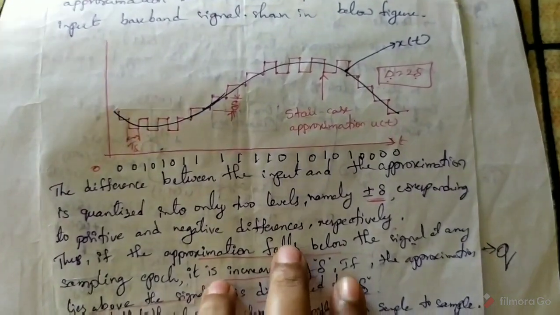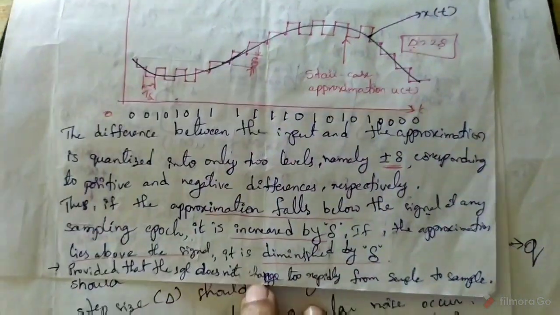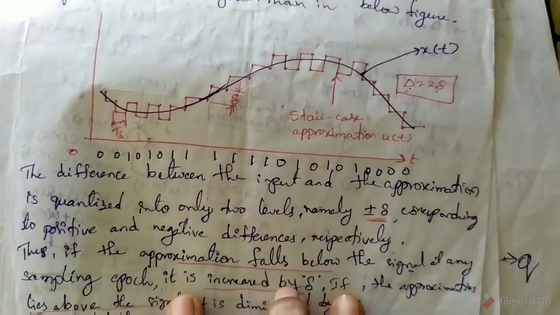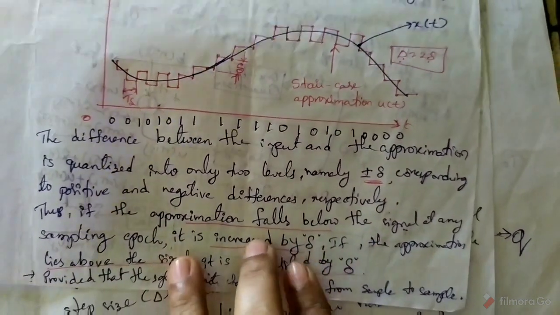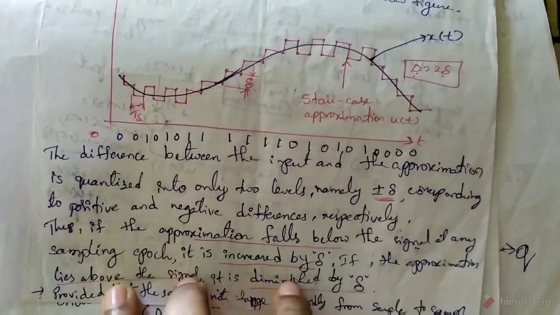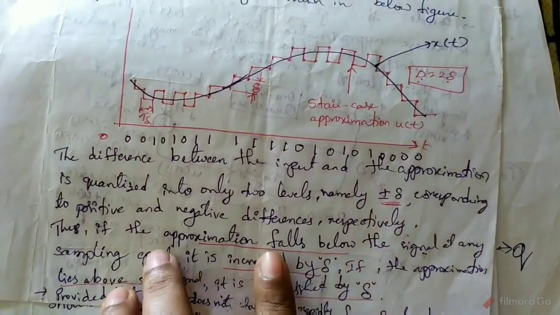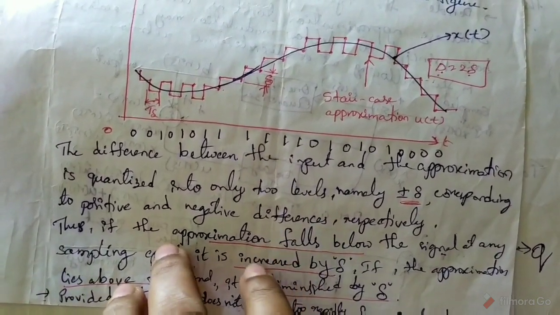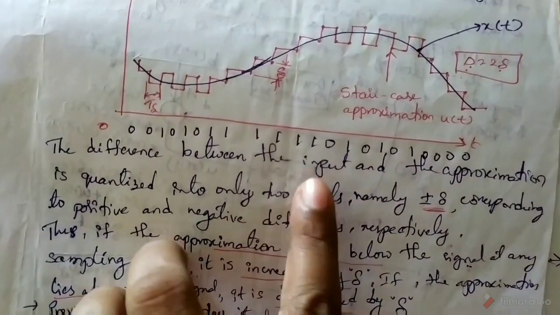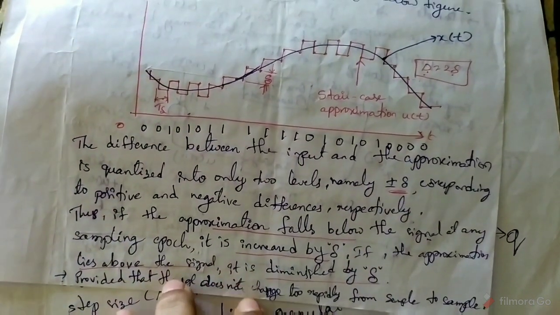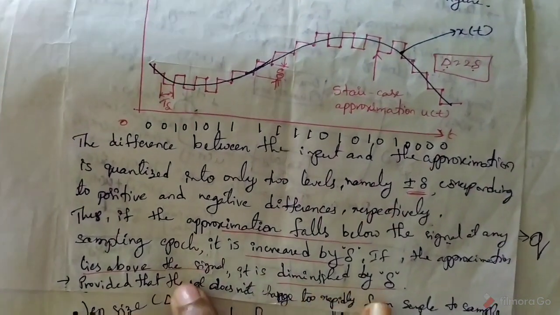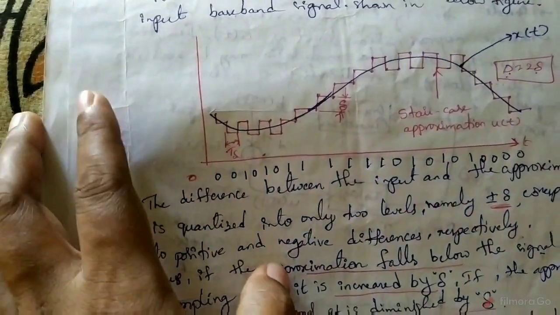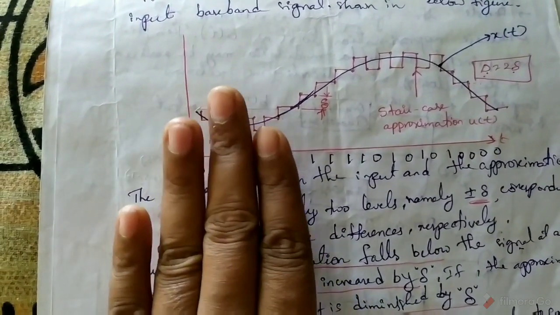Thus if the approximation falls, this is the approximation signal, staircase signal, falls below the signal at any sampling epoch, it is increased by delta. If the approximation lies above the signal, it is diminished by delta. If the approximation signal is above the input, it is decreased by minus delta. If the approximation is below the input signal, it is increased by plus delta, provided that the signal does not change too rapidly from sample to sample. So sample to sample, the signal does not change too rapidly. If we consider like this, that is the one more advantage of DM.